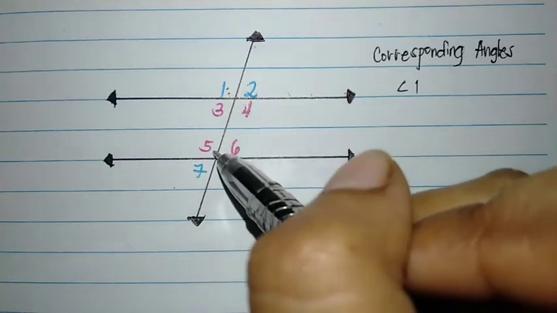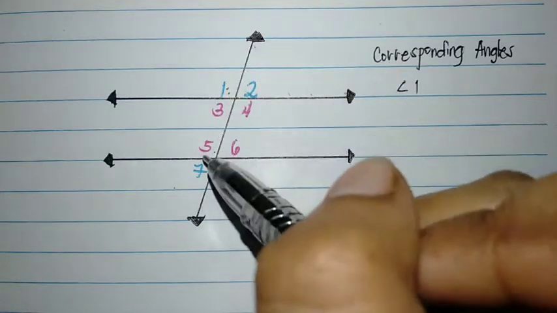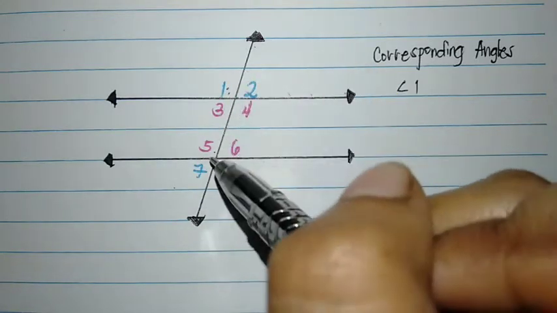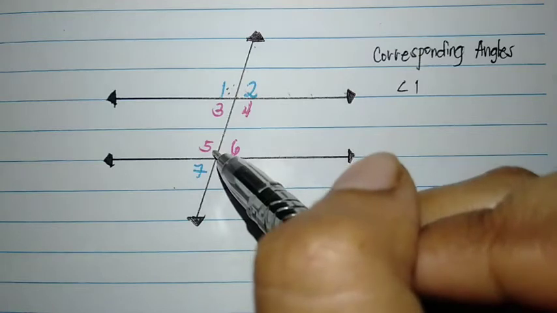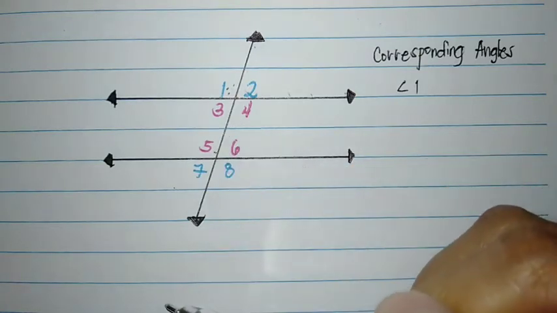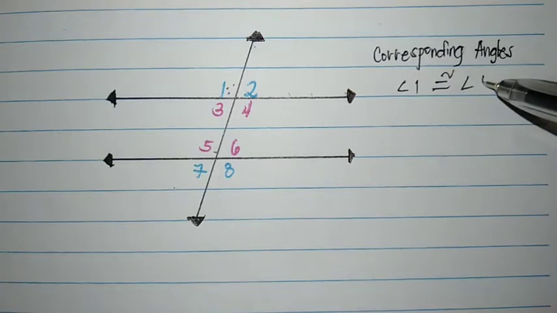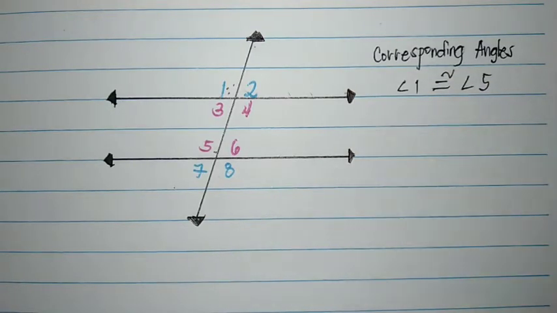Diba si angle 5? Since parehas silang nandito, ganyan yung kanilang position. Okay? Angle 1 and angle 5 is in the same position. Therefore, angle 1 is congruent to angle 5 and they correspond to each other. Okay? Ganun lang kasimple. Hanapin natin yung iba pa.